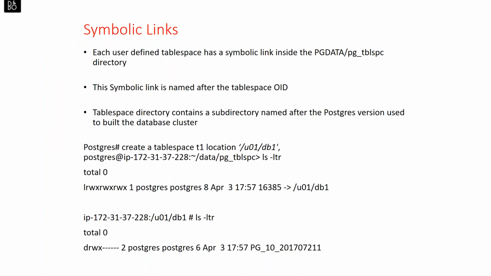Symbolic links: when you create a table space, generally this table space is not in the same data directory. It is generally sitting outside of the data directory, right? This is the purpose of having a table space. If it is within the data directory, there is no purpose; we can put everything in pg_default. Why create a different directory?